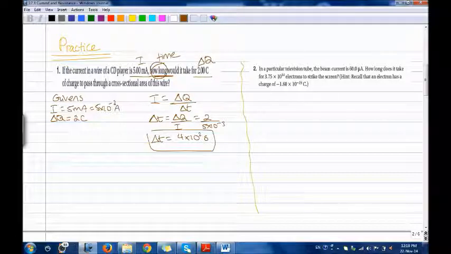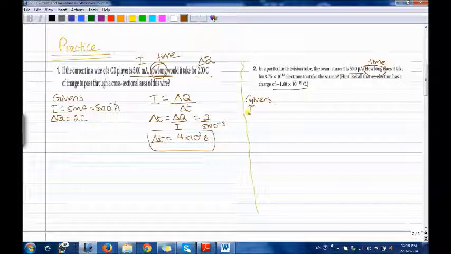Now moving on to the second question. In a particular television tube, the beam current is 60 microampere. How long does it take? So here they're also again asking for the time. How long does it take for 3.75 times 10 to the power of 14 electrons to strike the screen? Hint: recall that an electron has a charge of negative 1.6 times 10 to the power of negative 19 coulomb. So let's take out the givens.